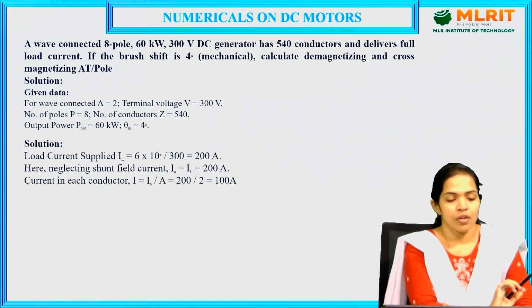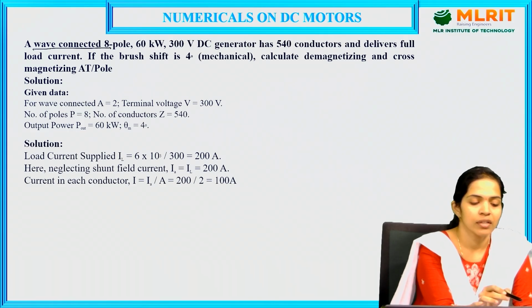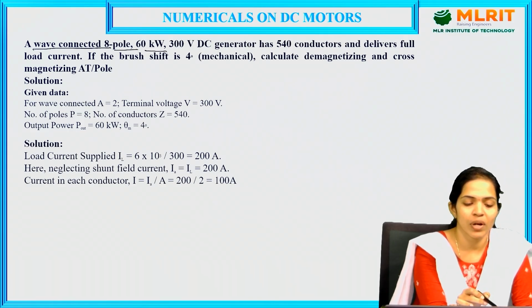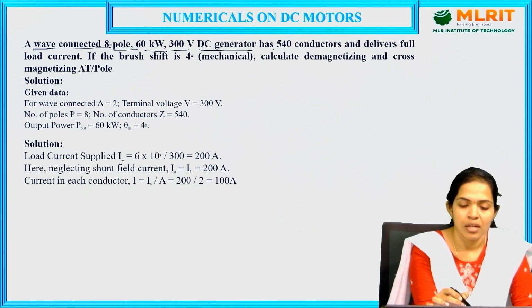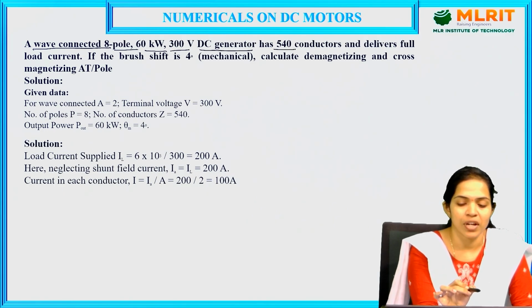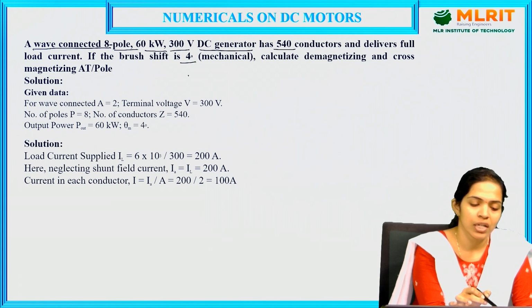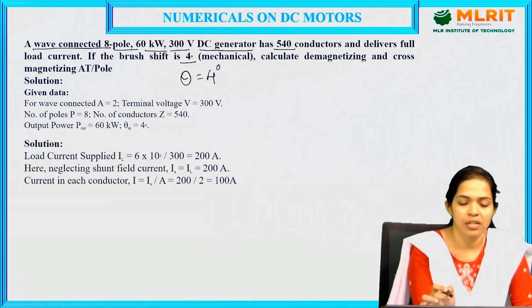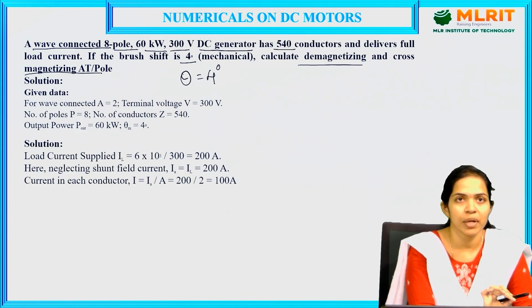Moving on to the next numerical, we have a wave connected 8 pole 60 kilowatts 300 volts DC generator. Number of conductors are given as 540 and it delivers the load current. If the brush shift, that is nothing but theta, is 4 degrees, it is asking us to calculate the demagnetizing and cross magnetizing ampere turns per pole.